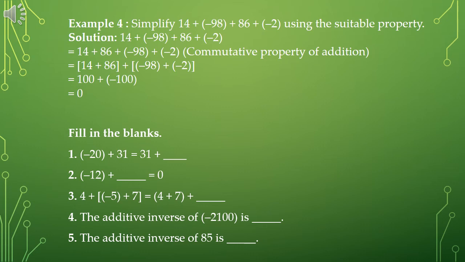So 14 plus 86 is plus 100, and minus 98 minus 2 is minus 100. When we add both, our answer will be 0. So this makes our calculation very easy. By arranging the integers, we are using a property here. And which type of property is used here? It is the commutative property, because whatever order we put the integers in, it doesn't matter, our answer will remain the same.